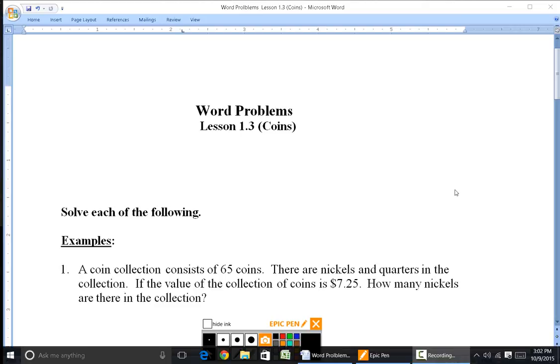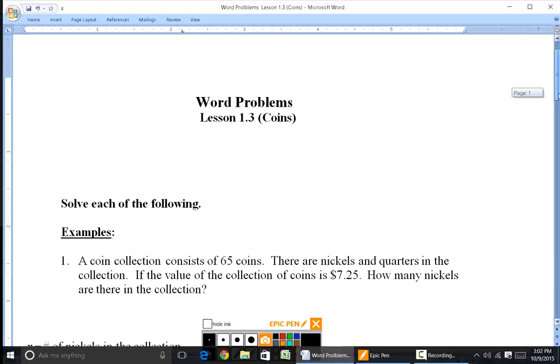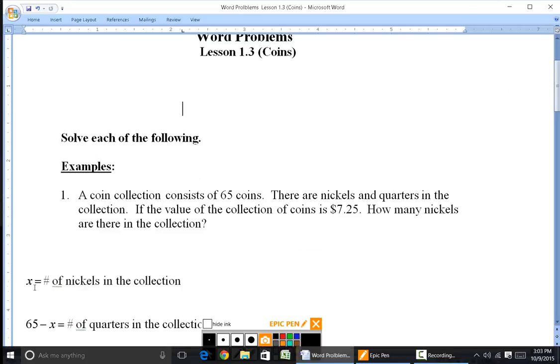So we read the problem, make sure we understand what it's asking for. Set up a diagram if you need to. In this case, it's pretty straightforward. We want to know the number of nickels in the collection. So here's the way I set it up. x equals the number of nickels in the collection.